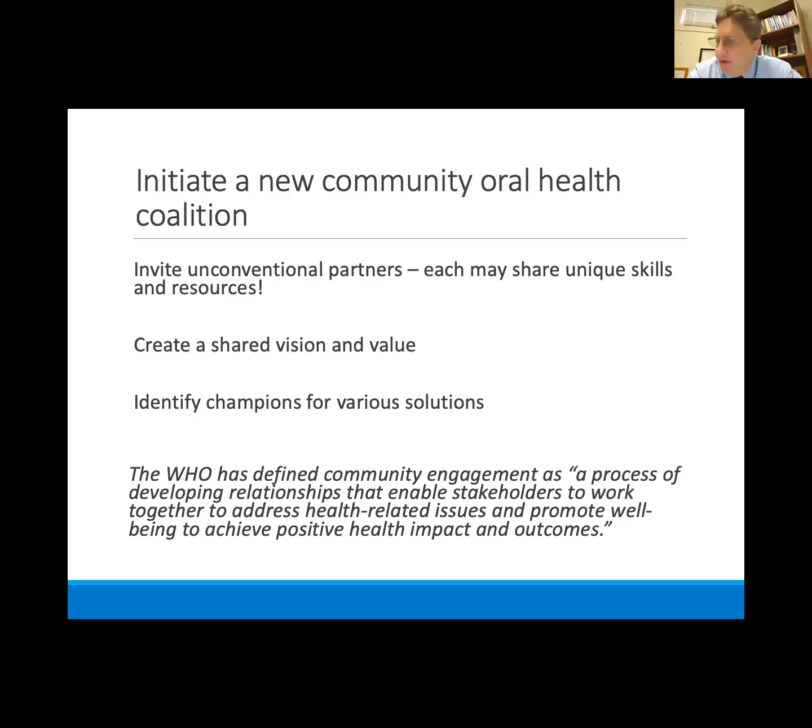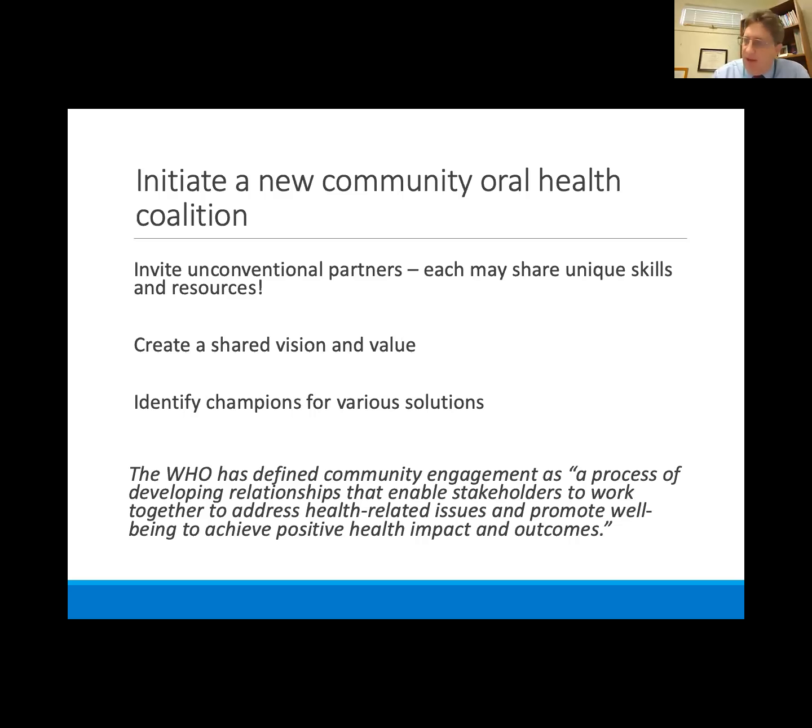Another way to recognize the goals that we're striving for is to stimulate community engagement by initiating a coalition. And I think Dr. Terlet spoke a lot about this. But I think what we need to be doing here is, again, like she shared, think outside of the box. Go out of your way to invite some unconventional partners, because they're going to bring some very unique skills and resources to you. And it's really helpful to try to identify groups that might be more concerned about the health issues of the folks that you're trying to reach.